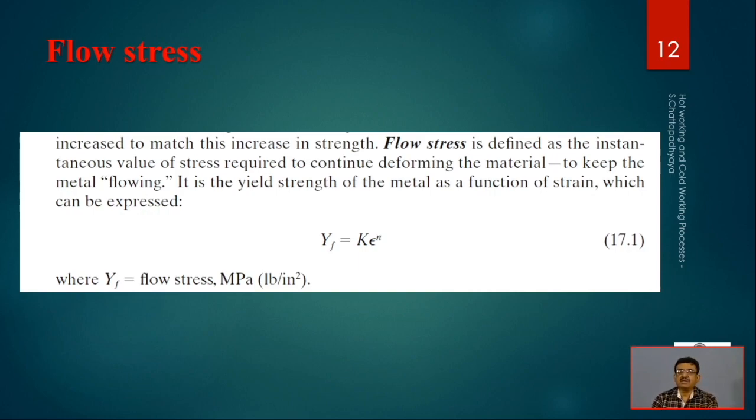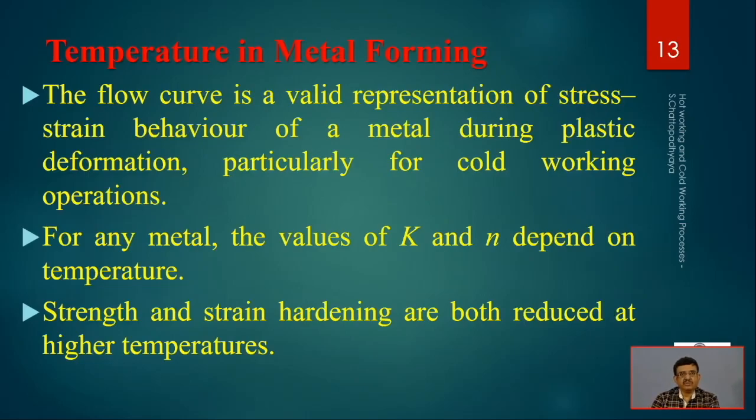What is strain? Dimensional change. So it is the yield strength of the metal as a function of strain, which can be expressed by Y suffix F, flow stress. Y suffix F is equal to K into epsilon to the power n, YF flow stress in megapascal. So that is the basic mathematical formula. So YF is equal to K into epsilon to the power n. So n has a characteristic related to the material. So that will determine the flow stress.